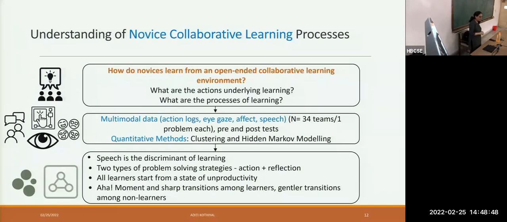And then for speech, we did not use any quality of speech measures, but again, we used cheaper measures, which have been already shown in collaborative learning to be representative of the quality of learning, which is the amount of speech and the amount of overlap of speech between learners. So we use these very easy measures.